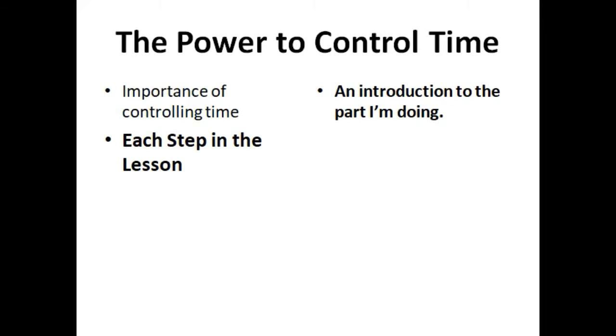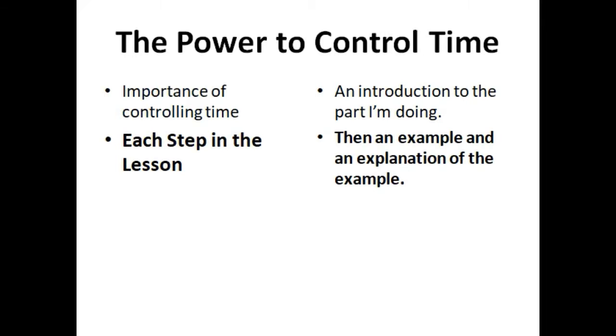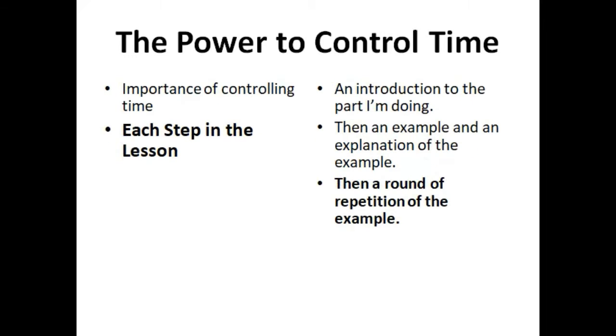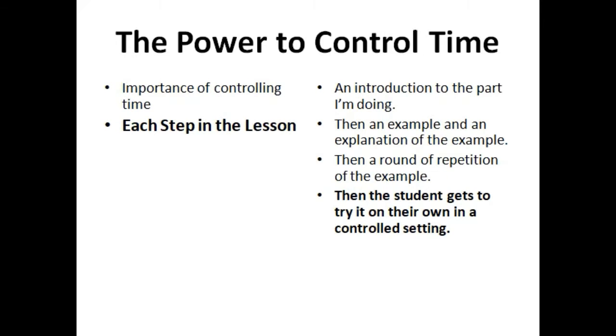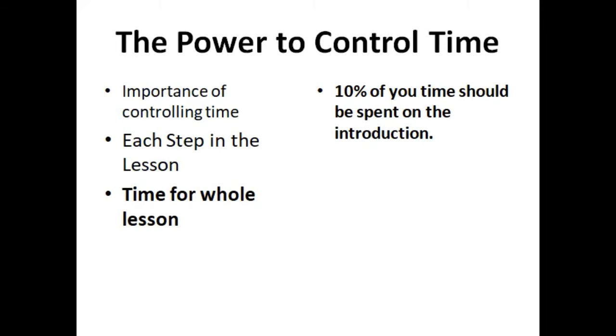So for each step, what I would do in my lesson is have it made of four parts: an introduction to the part I'm doing, then an example and an explanation of the example. Then we do a round of repetition of the example, and then students get to try it on their own in a controlled setting.